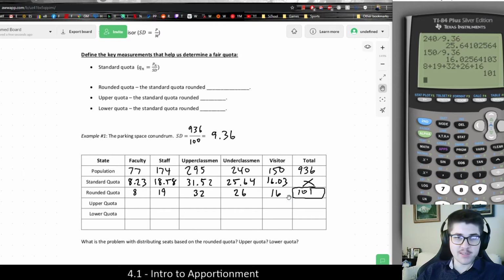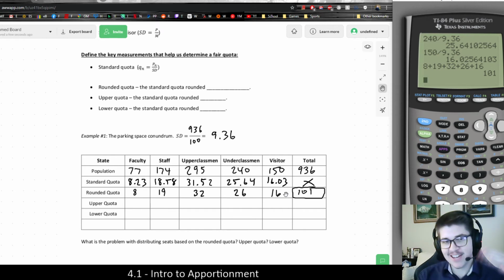And you might be saying, well, what's the big deal? It's one off. Who cares? But in a lot of cases, like when a university actually has 100 parking spaces, you can't necessarily just give out one extra because it doesn't have that space. So if we're giving out 101 spaces, this is not a proper solution to the problem. And so this method is not an apportionment method.